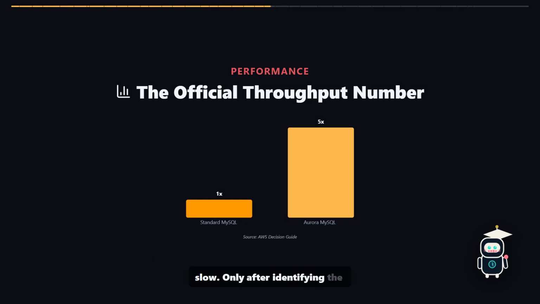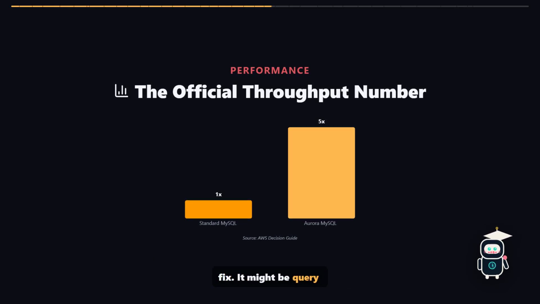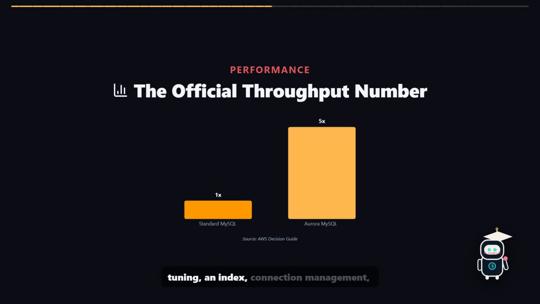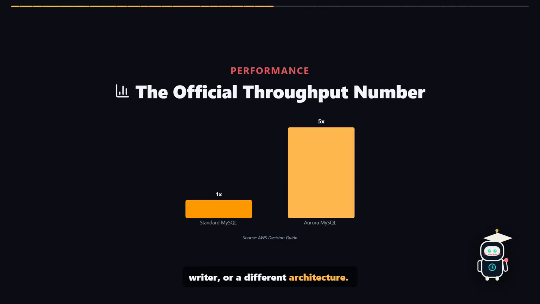Only after identifying the bottleneck should you choose the fix. It might be query tuning, an index, connection management, caching, reader instances, a larger writer, or a different architecture. Aurora gives you powerful scaling options. Good engineering still starts with diagnosis.